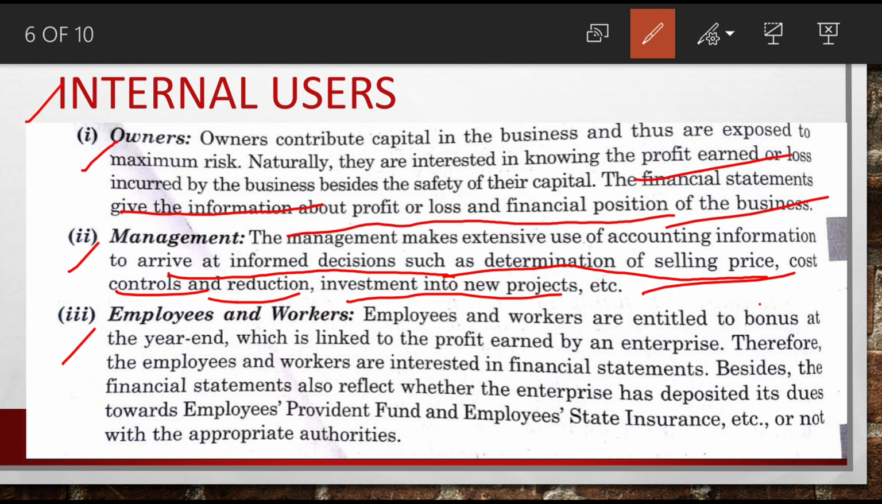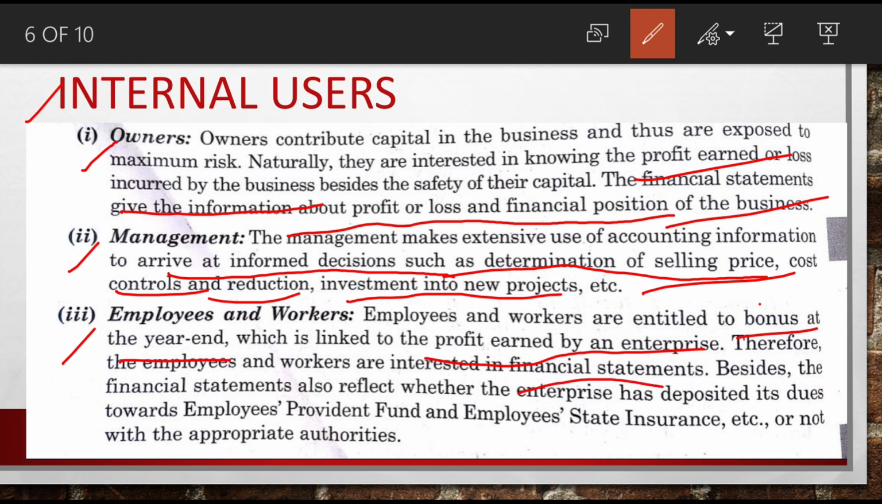Now the next one is employees and workers. They are also internal users. Employees and workers are entitled to a bonus at year ending, which is linked to the profit earned by an enterprise. When an enterprise is a profit-earning business, they are definitely declaring a high rate of bonus. So employees are also looking at the profit earning of that business. Then only they will get a bonus. Therefore, employees and workers are interested in the financial statement.